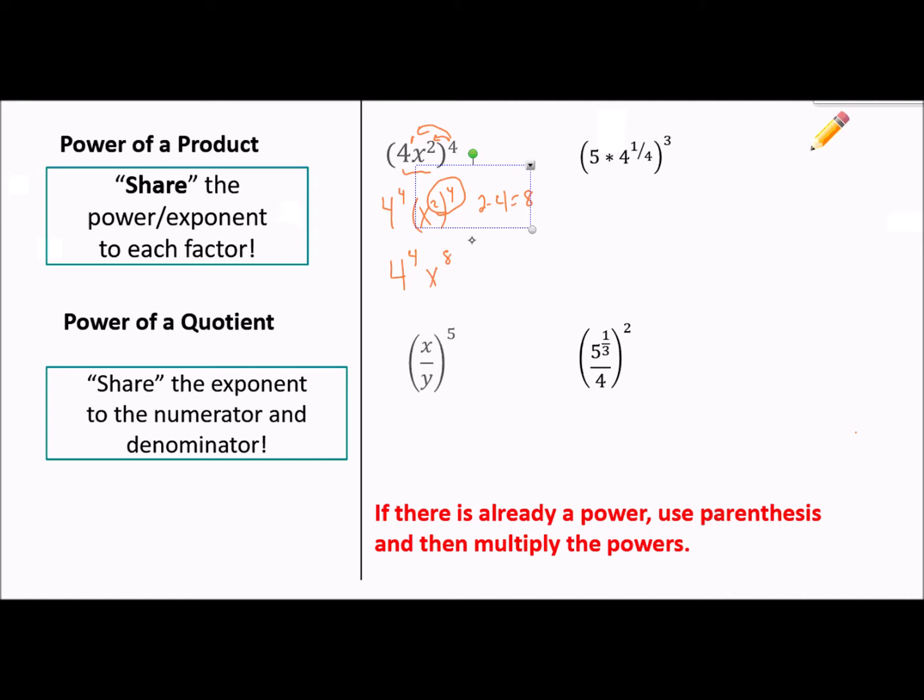If you're in a group and everybody gets raised to the 4th power, then everybody gets to have that 4th power added to it. So this 3 goes here, this 3 goes here. It becomes 5 to the 3rd times 4, who's already got a power, and you give him the power also. Now again, this guy's got 2 powers, so we're going to multiply them together. So his new power is 3/4. So our answer is 5 to the 3rd times 4 to the 3/4 power.